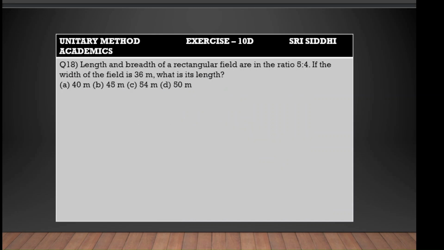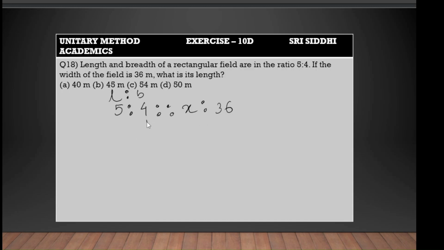Question number 18 says the length and breadth of a rectangular field are in the ratio 5:4. If the width of the field is 36 meters, what is its length? Now, here is the classic case of proportion. 5:4 is the ratio of length to breadth, so I can make a proportion here. I don't know the length, so let it be x, and the breadth value has been given, that is 36 meters.